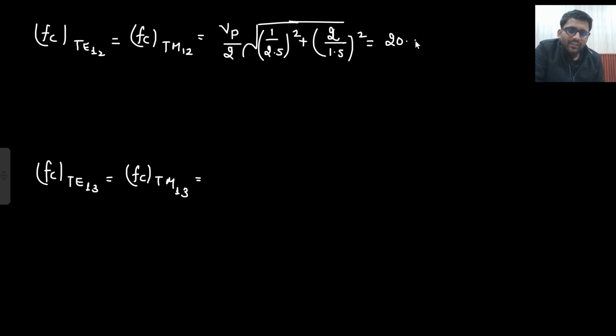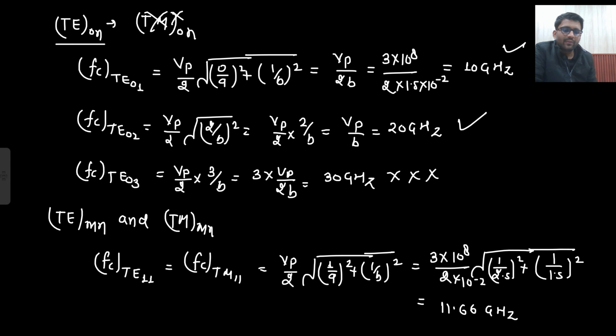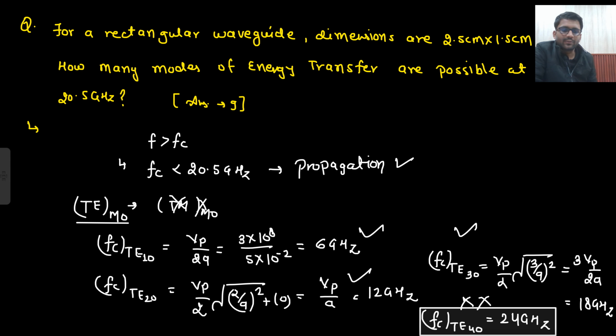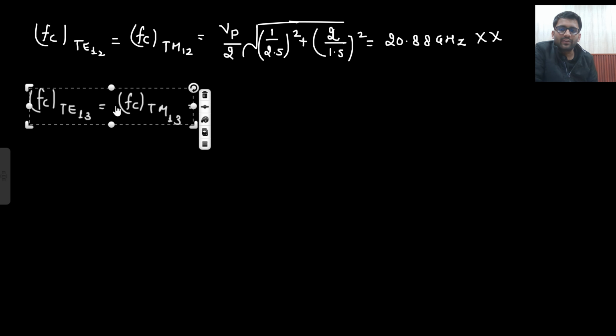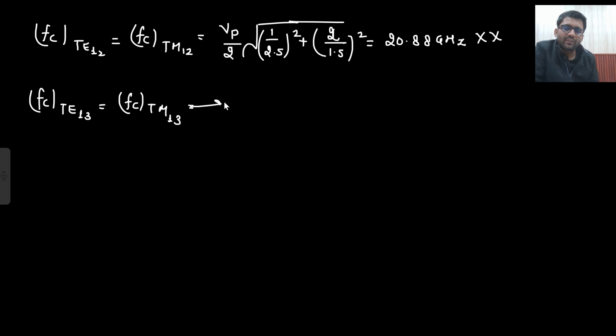Yeah, so after calculating this, we are getting 20.88 gigahertz. So will this propagate? No, certainly this will not propagate because we have 20.5. So do I need to calculate for TE13 or TM13? No, I do not even need to calculate for this one. Why is that so? Because this will also not propagate. TE13 will certainly have more cutoff frequency than TE12, because here 3 will come, so certainly the value will increase only. So I do not need to calculate for 13. So that task is done. 11, 12, 13 is done.